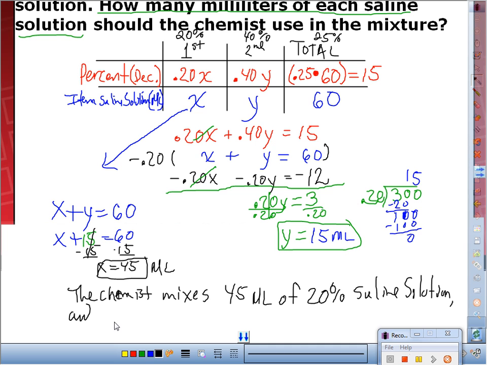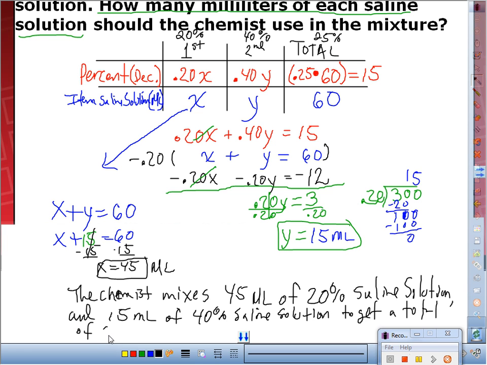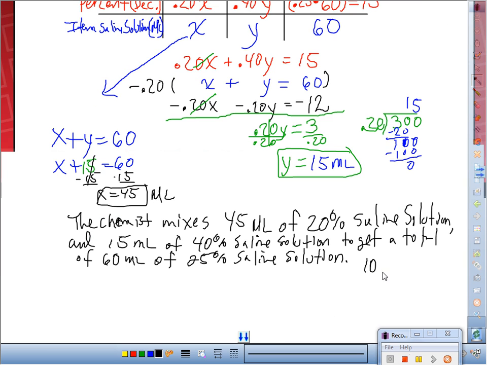and, give me a second, 15 milliliters of how much? 40% saline solution to get a total of 60 milliliters of, what was the percent for the total? 25% saline solution. 10Q.